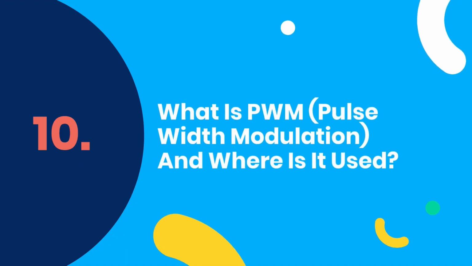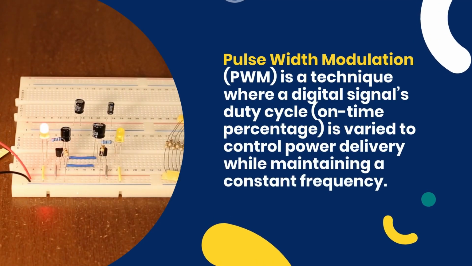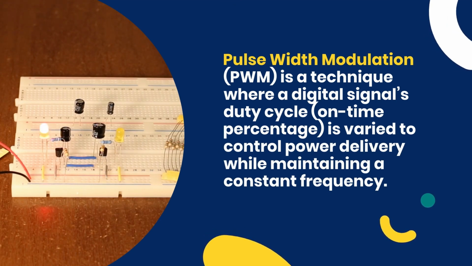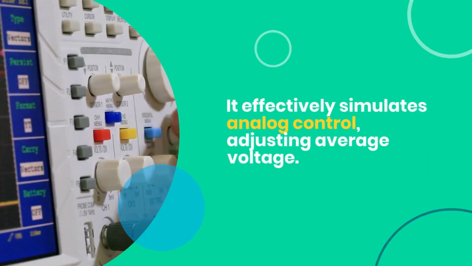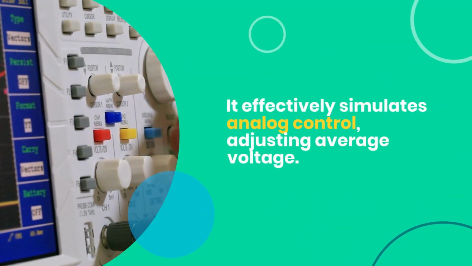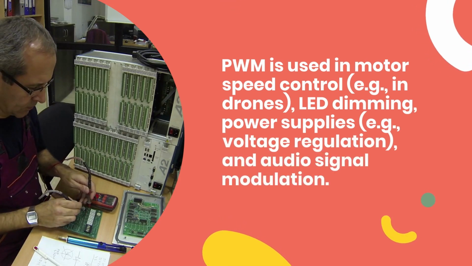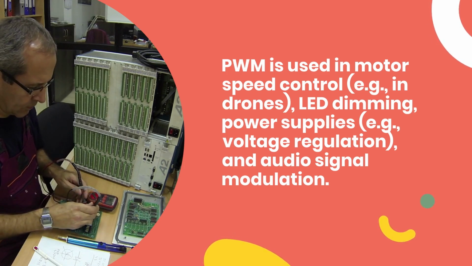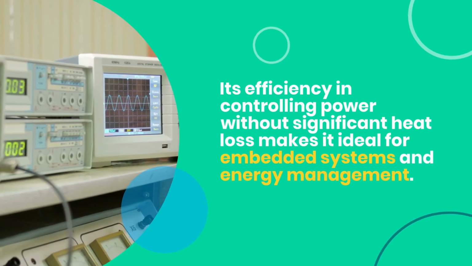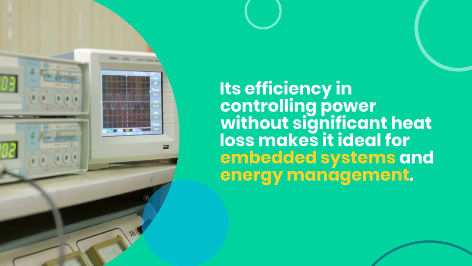10. What is PWM, pulse width modulation, and where is it used? Pulse width modulation, PWM, is a technique where a digital signal's duty cycle, on-time percentage, is varied to control power delivery while maintaining a constant frequency. It effectively simulates analog control, adjusting average voltage. PWM is used in motor speed control, e.g., in drones, LED dimming, power supplies, e.g., voltage regulation, and audio signal modulation. Its efficiency in controlling power without significant heat loss makes it ideal for embedded systems and energy management.